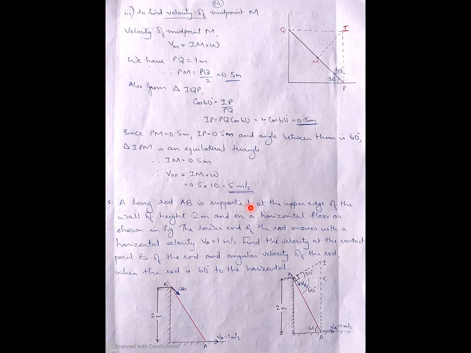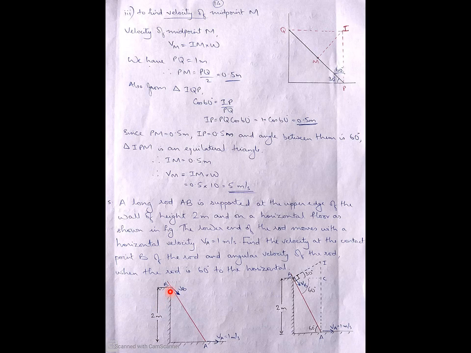A long rod AB is supported at the upper edge of the wall of height 2 meter and on a horizontal floor as shown in figure. The lower end of the rod moves with a horizontal velocity VA equal to 1 meter per second. Find the velocity at the contact point B of the rod and angular velocity of the rod when the rod is 60 degree to the horizontal. So this is the figure. There is AB. This is the velocity of A, it is 1 meter per second. This is the height, which is 2 meter. So this is the question.